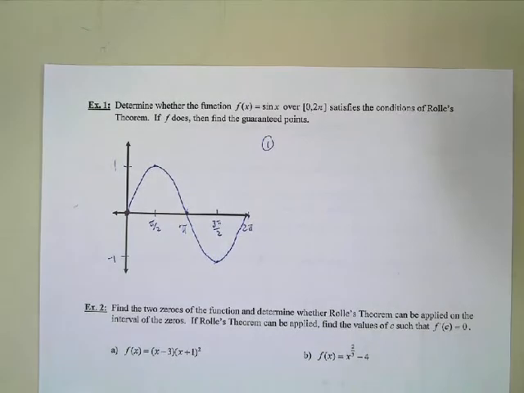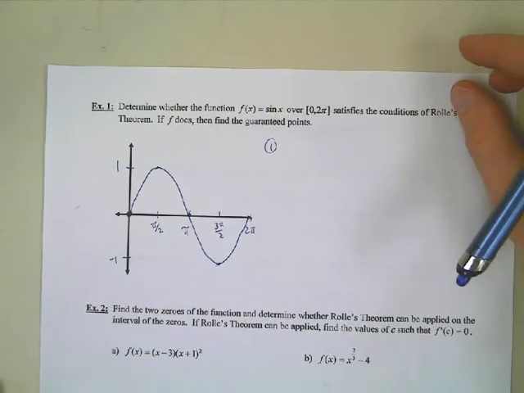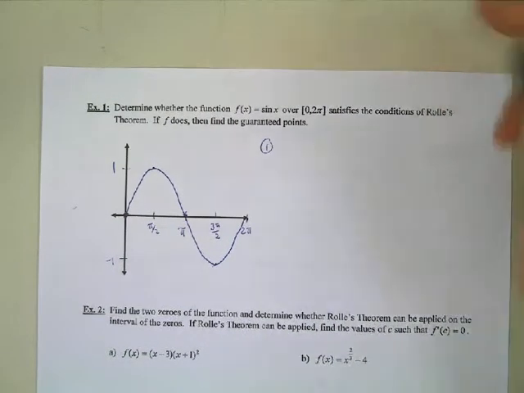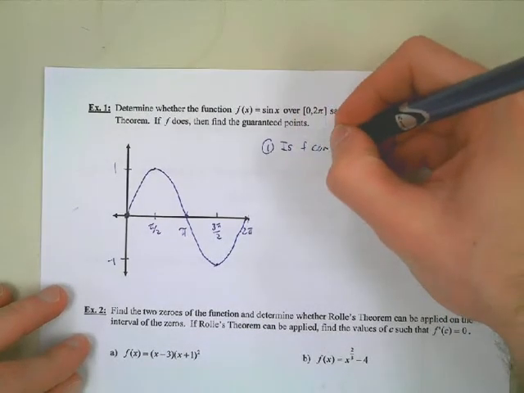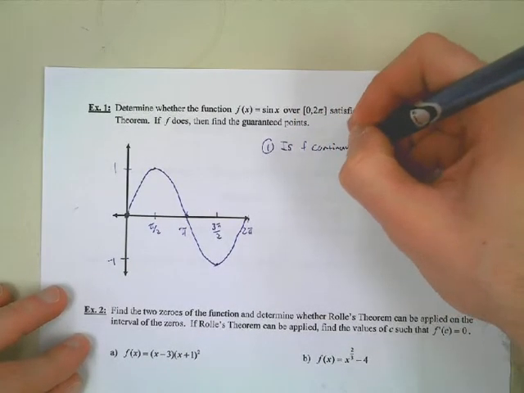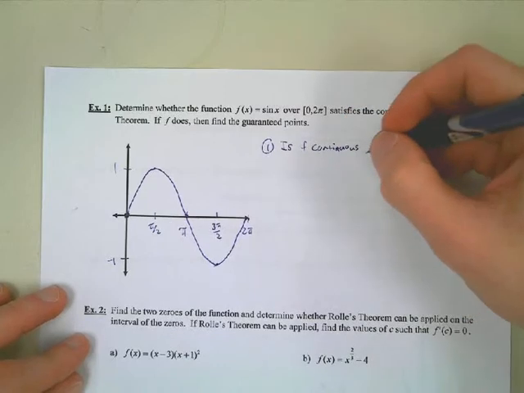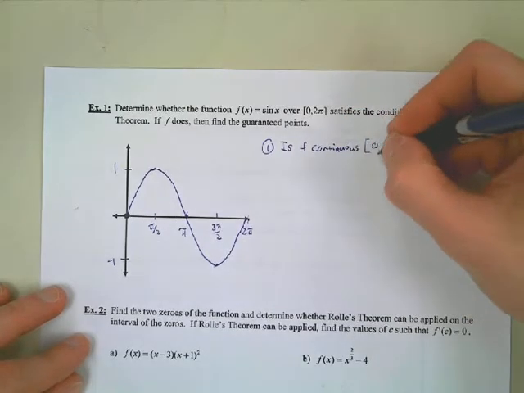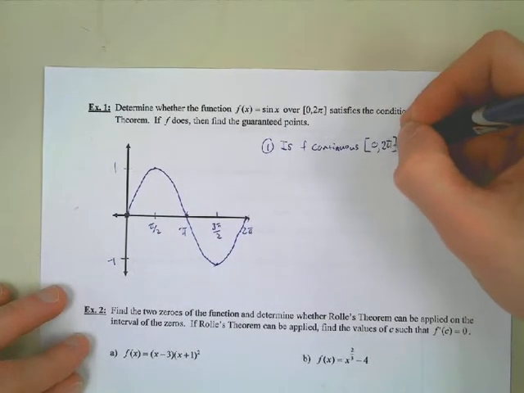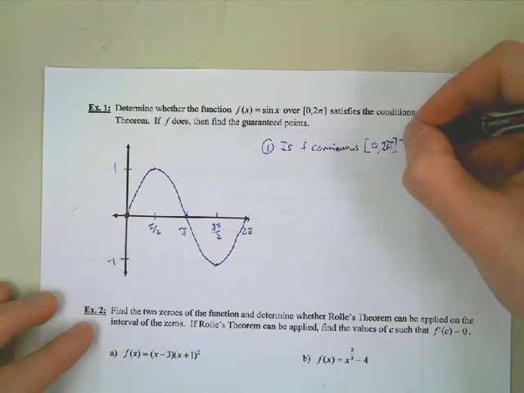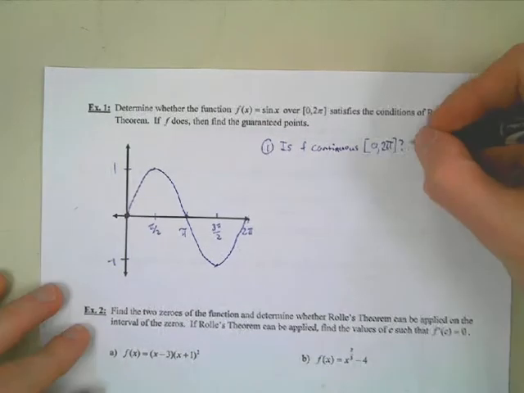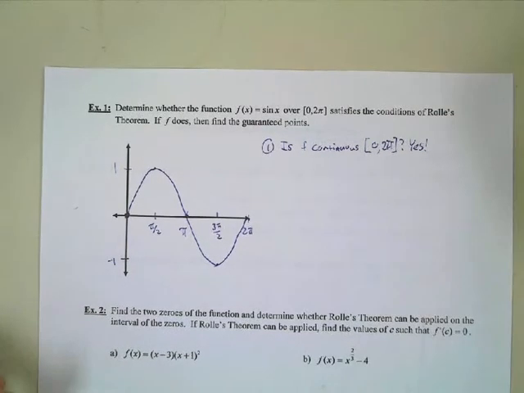So what's our first condition for Rolle's theorem? Is f continuous? We only need to check if f is continuous on the interval. If f is discontinuous, but it's outside the interval, it doesn't matter. We only care if f is continuous on 0 to 2 pi. So is it? Yes.